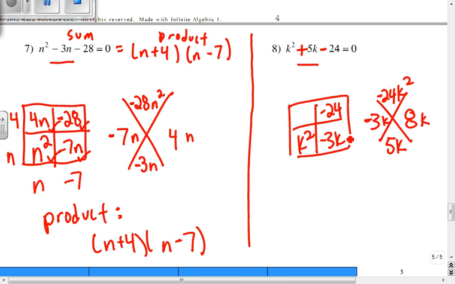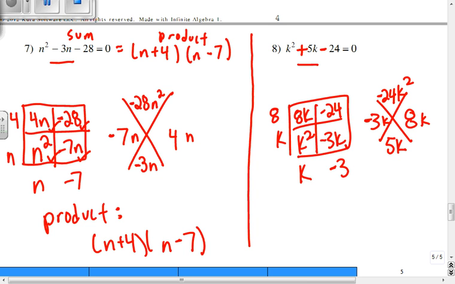So negative 3k, 8k, what do they have in common? These two have negative 3 in common. These two have k. These two have k. These two have 8 in common. Again, double check.